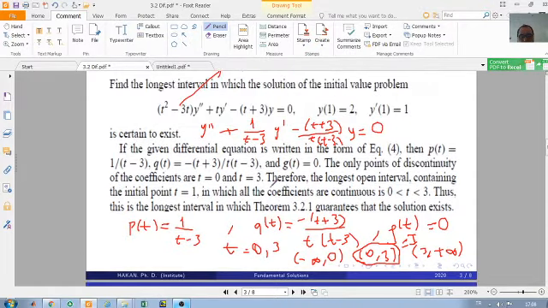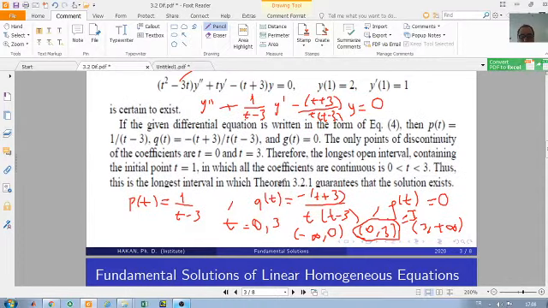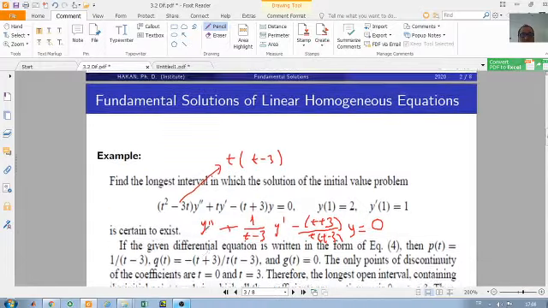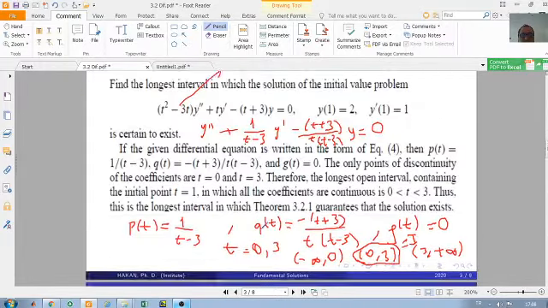Okay, we will find the discontinuity points for the coefficient functions, and then we will take the interval that includes the initial value of the parameter t according to the theorem written here.